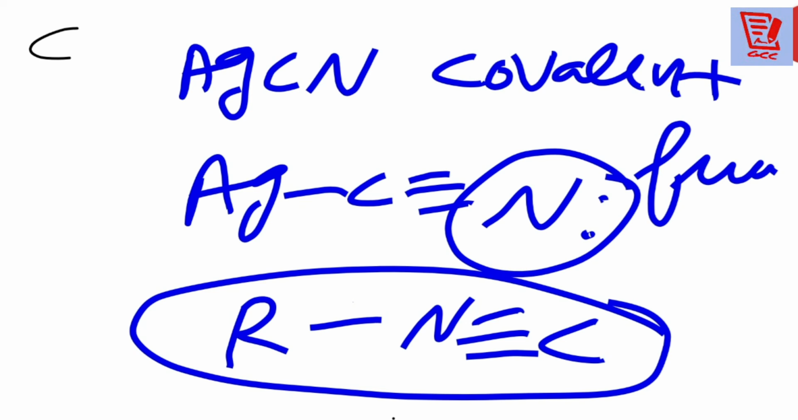Okay students, so this was the reason that when we use KCN we make nitriles, but when we use AgCN we make isonitriles. I hope you all understood.